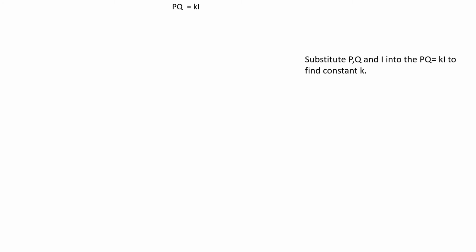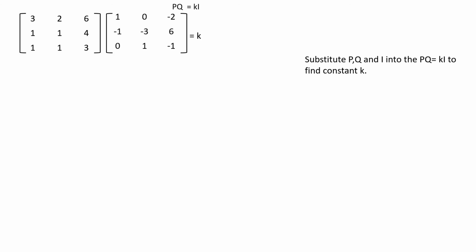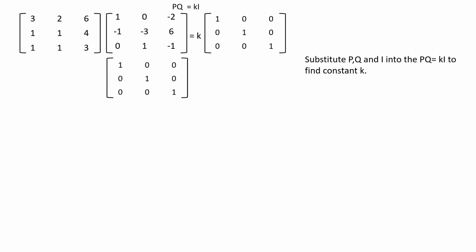Next, substitute the matrices P, Q, and identity matrix into the equation to find the constant K. Substitute the matrix P, substitute the matrix Q, equals constant, and substitute the identity matrix. From the previous answer, we already found out the multiplication of matrices P and Q. Substitute the answer, equals K, and substitute the identity matrix. By comparing both sides, we can determine that K equals 1.